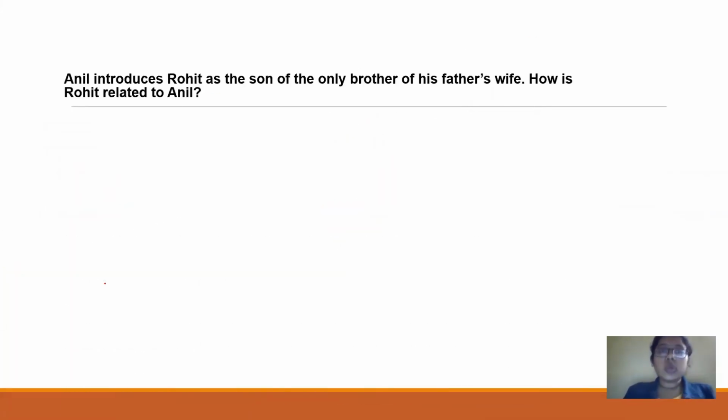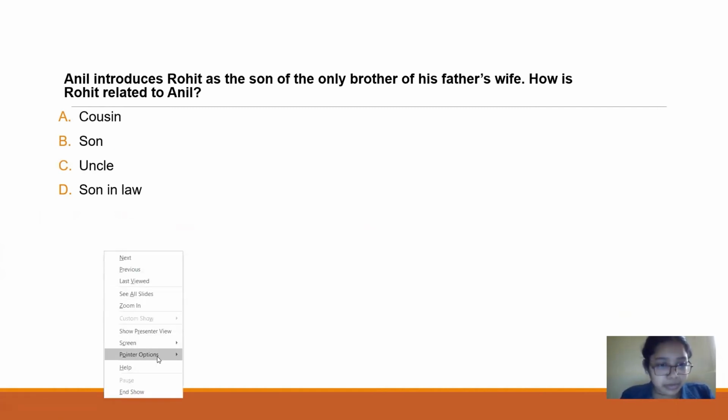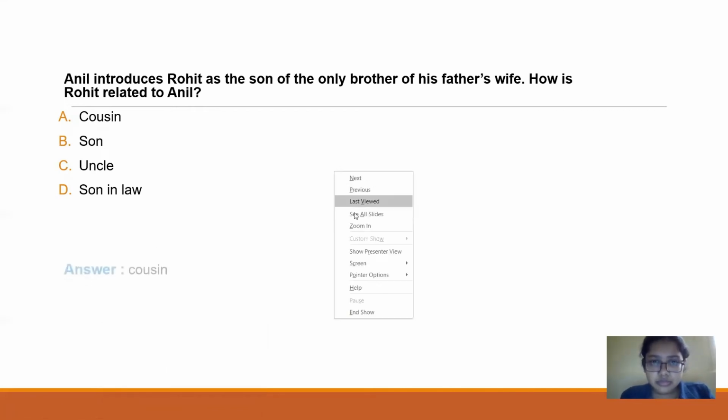Moving ahead to the next question. Anil introduces Rohit as the son of only brother of his father's wife. How is Rohit related to Anil? Options are given over here. So let's solve this question. Let's consider Anil is no one but me, myself, I will consider as Anil.